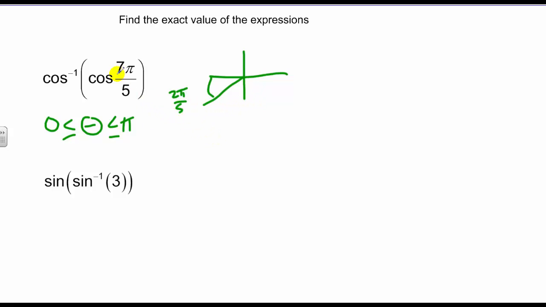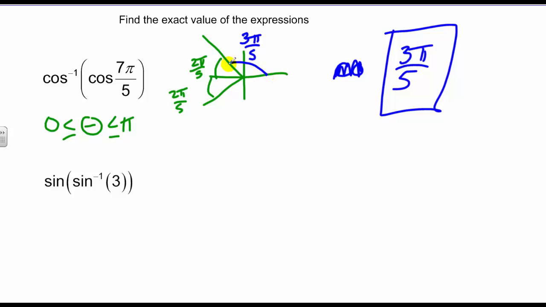So I know if I'm going to name a cosine angle between 0 and pi that has the same x value as this angle here, I know that would have to be in the second quadrant somewhere. And if I'm 2 pi over 5 away from that axis, then my actual measure from the origin between 0 and pi is 3 pi over 5. So in this case, the angle measure that I need to give as an answer, instead of 7 pi over 5 or 2 pi over 5, is 3 pi over 5, because that's measured from standard position.